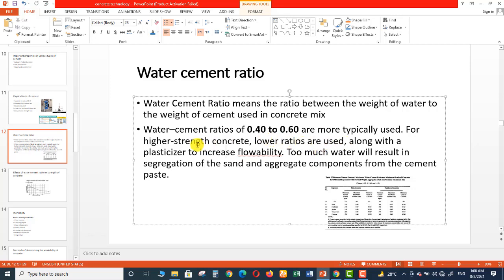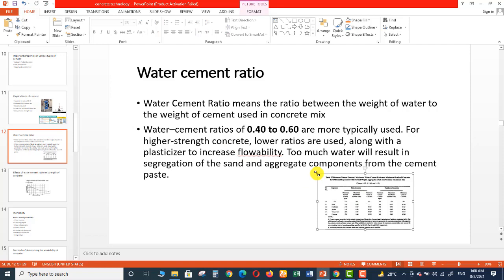So another thing is that for higher strength concrete, low ratios are used. If we are looking to get high strength concrete, we will obviously keep the water cement ratio low, because lower ratios have higher strength of concrete. So this means that water cement ratio and the strength of concrete are inversely proportional. The lower the water cement ratio, the higher will be the strength of concrete. If the ratio is higher, the strength of concrete will decrease. So these are important points which we need to remember.